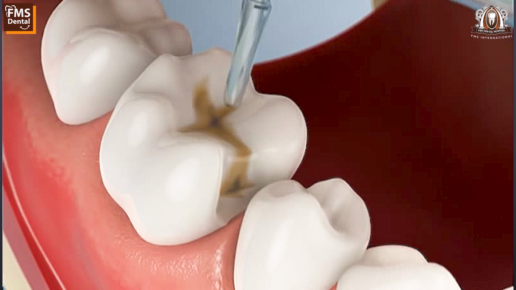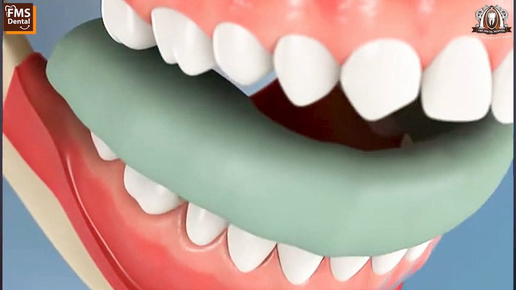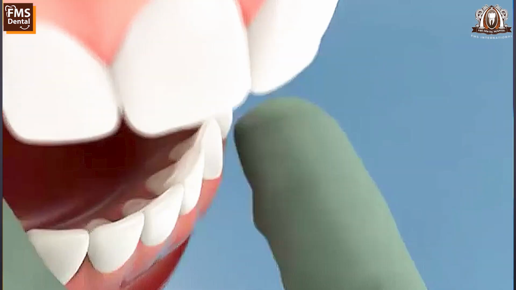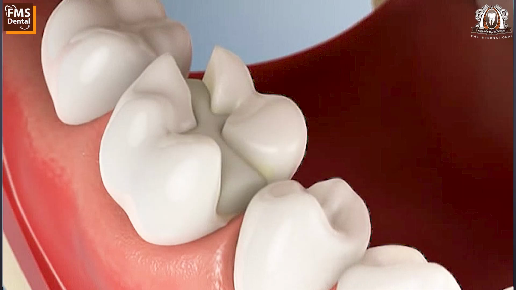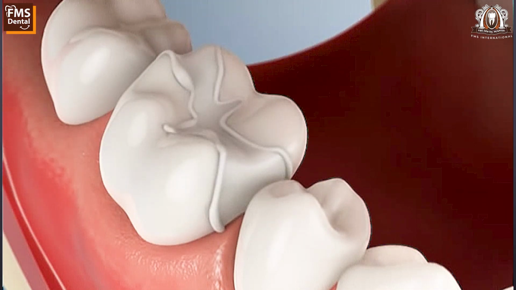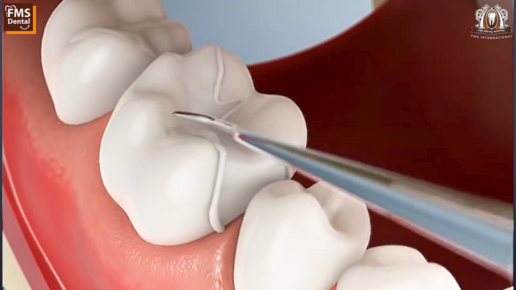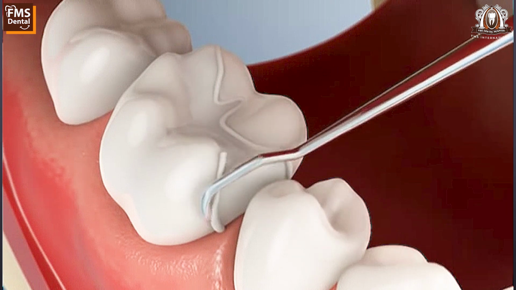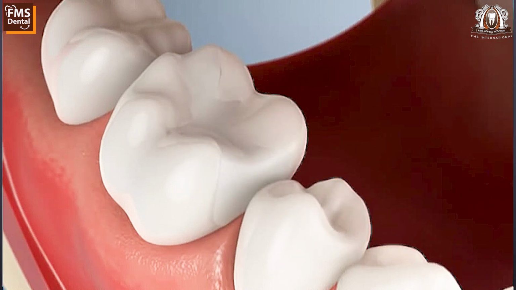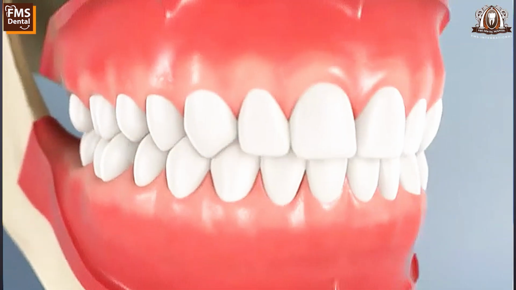Once the cavity preparation is done, we take an impression with alginate or rubber base impression. We send it to the lab. They fabricate the restoration and send it back to us. Then we cement it onto the tooth. But this process may take 2 to 3 days for the entire procedure to be completed. It is more cumbersome because of the lab-based technique.